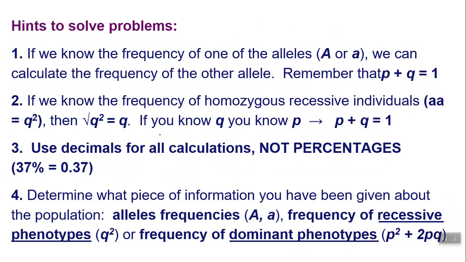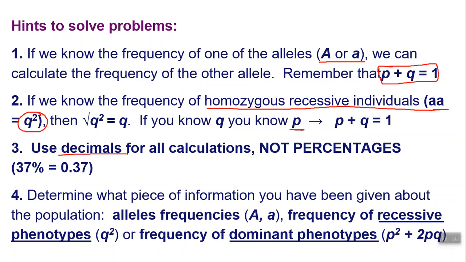So let's walk through problem-solving hints. If you know the frequency of one allele, either the dominant or the recessive, you can figure out the frequency of the other. Remember that P plus Q equals 1. If you know the frequency of the homozygous recessive individuals, the actual genotype, the lowercase a, if you know Q squared is what I'm trying to say, you can figure out Q by square rooting it. And then once you know Q, you can figure out P. And I'll show you here in a second.